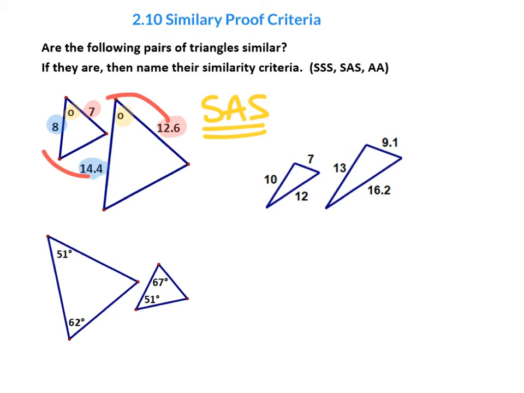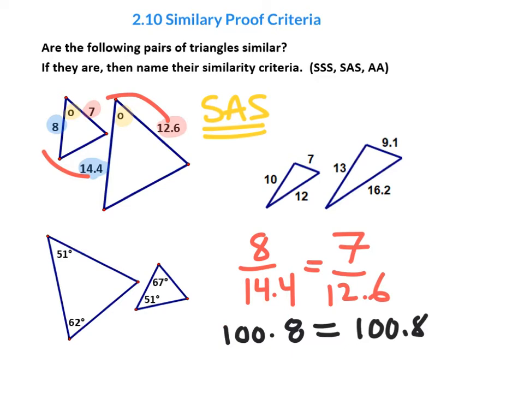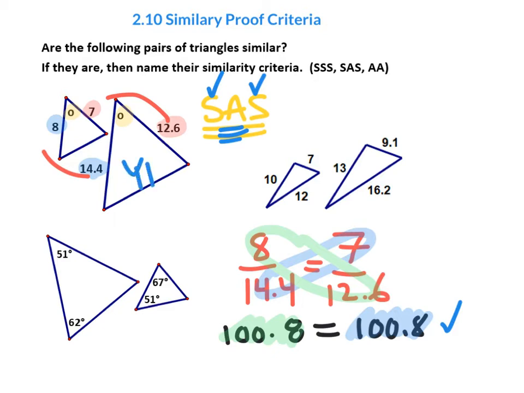So let's just do the math on that one. Let's do 8 is to 14.4, and let's do 7 is to 12.6. If we multiply these out, when we cross multiply, which is how we would handle this kind of question, we're testing to see if they are indeed equivalent. And sure enough, they do multiply to the same thing. So what that means is that they are indeed proportional. So we do have two sides that are proportional and an angle between them. So this is a definite yes. This is a set of similar triangles.